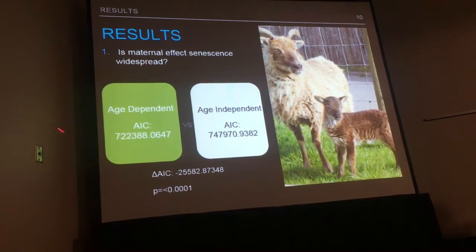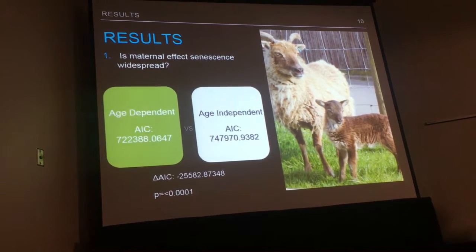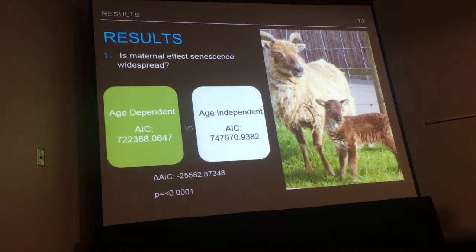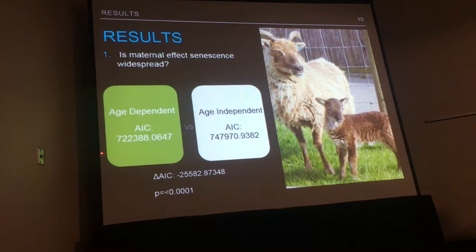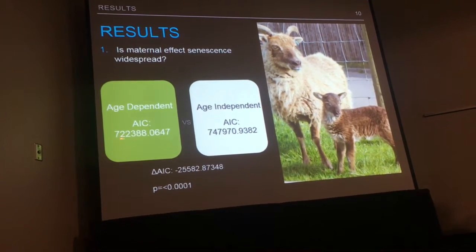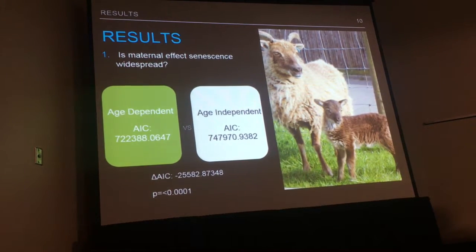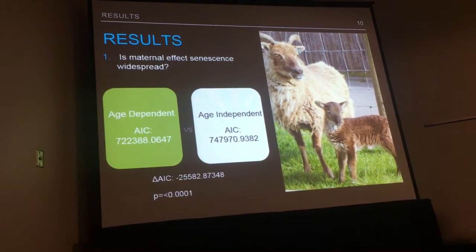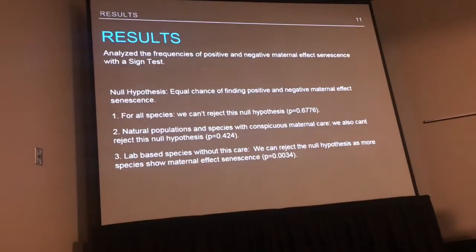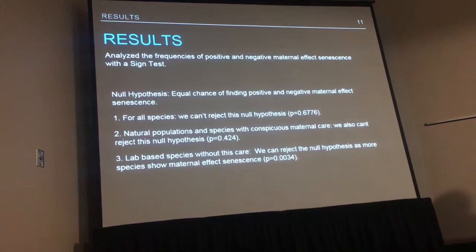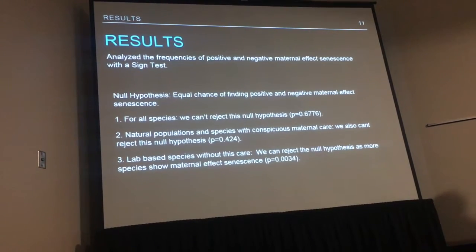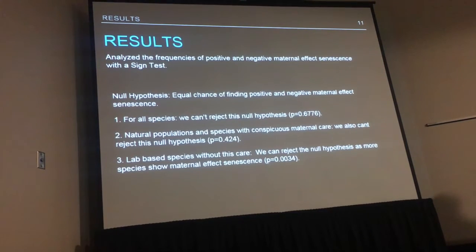Across all species, we actually found that the age-dependent model was the better fitting. Also, just so you know, lower AIC is a better fit. So we found that the age-dependent model was a better explanation for neonatal survival, which is great, because then we can delve a little bit deeper. We also wanted to analyse the relative frequencies of these positive and negative maternal effect senescences that we saw in the effect sizes with a simple sign test.